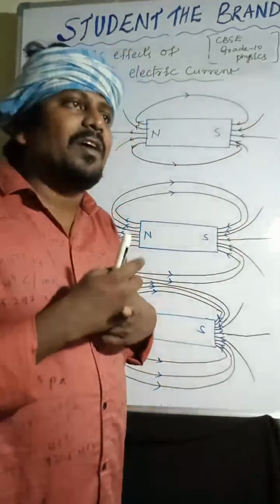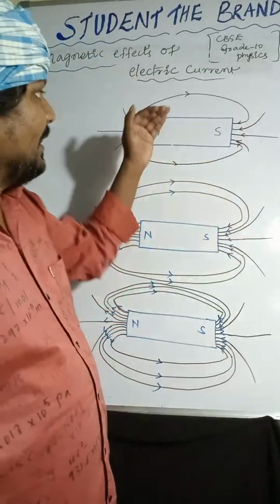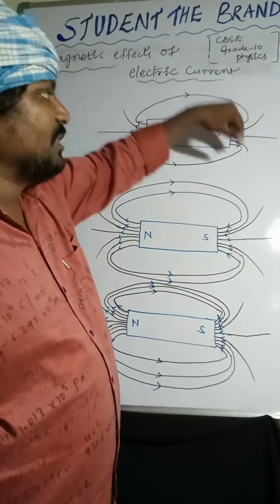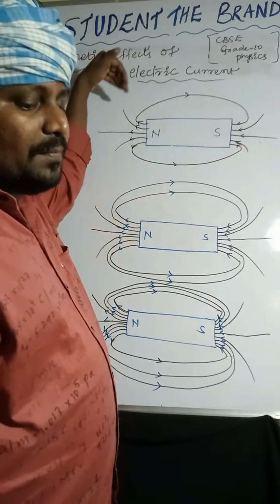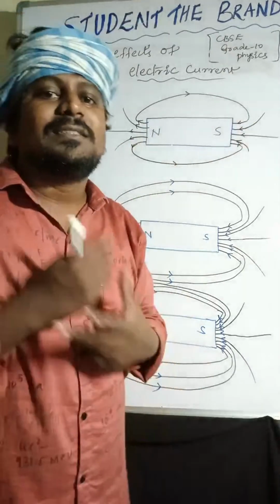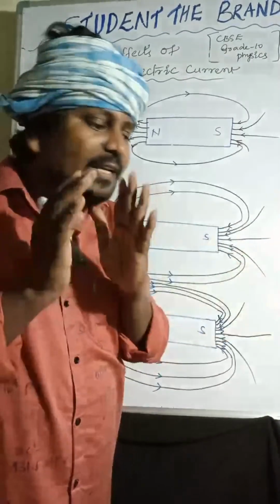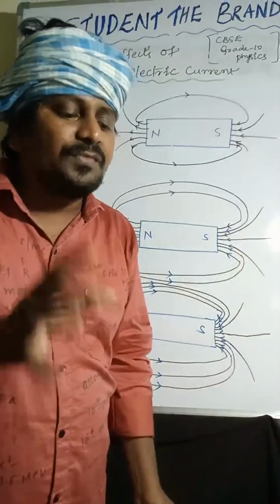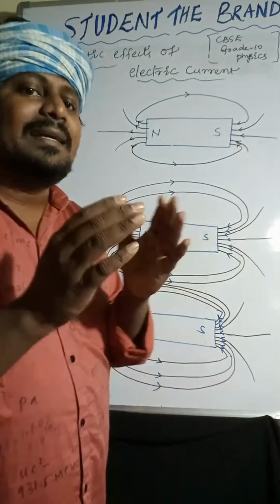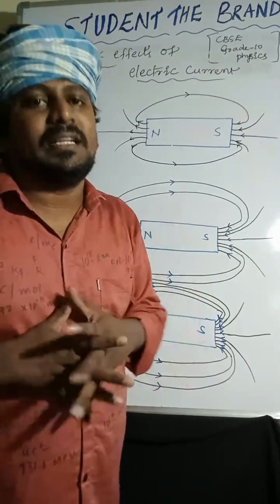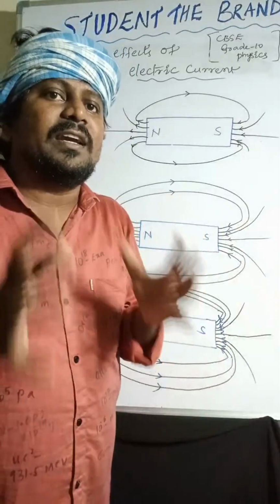So point number one, these field lines are closed loops. Point number two, they emerge out from north and merge at south. Third point, these field lines never intersect. If they intersect, what happens? At a time, the compass should show two directions, where it is not possible.